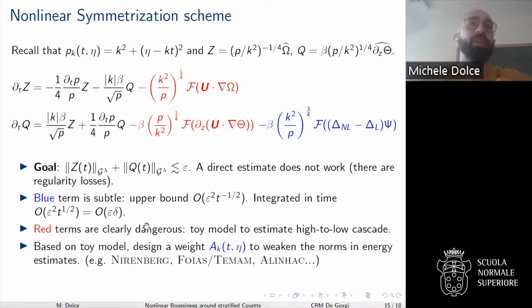The red terms are clearly dangerous because they are the ones creating the Orr instabilities, plus there may be even something worse. And now the idea is to construct a toy model to build a weight, which is a Fourier multiplier in our case, to weaken the norms. This idea of weakening the norms goes all the way back to Nirenberg to prove the Cauchy-Kovalevskaya type theorem, but actually the design of the weight is probably the most innovative part of this work.